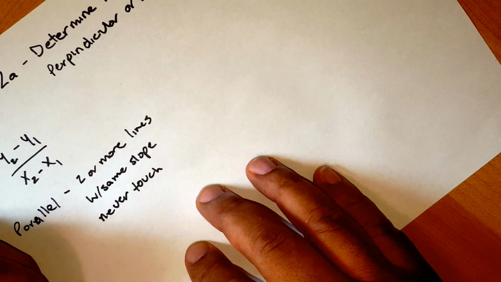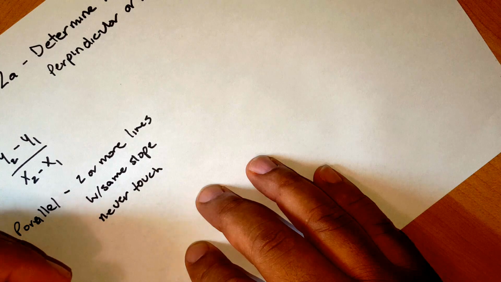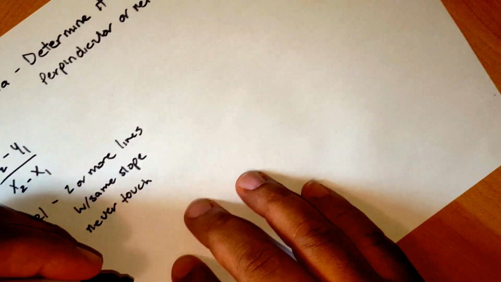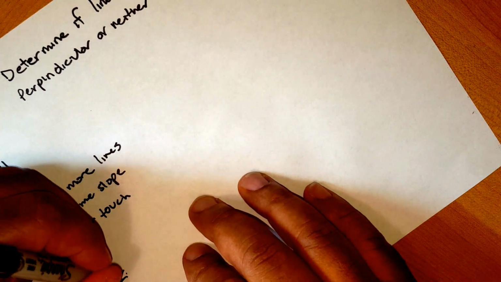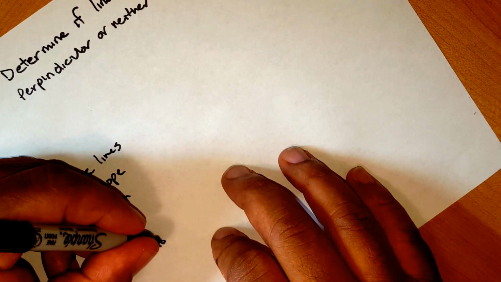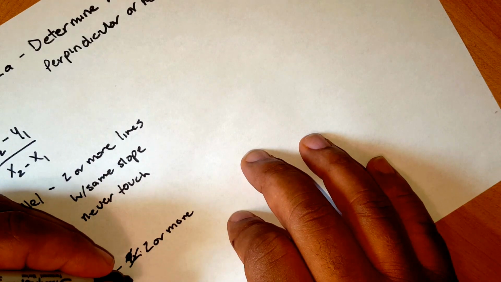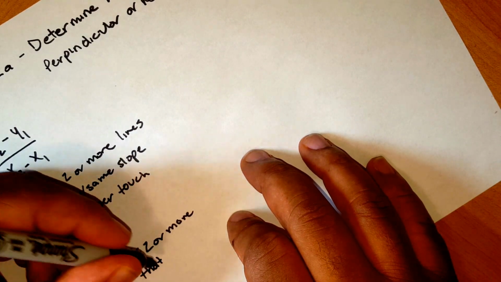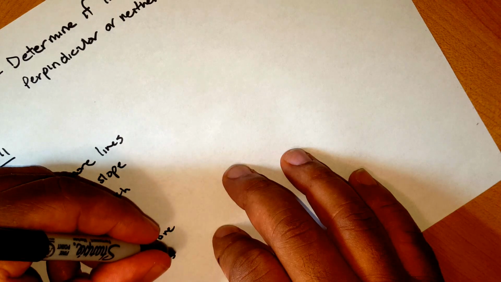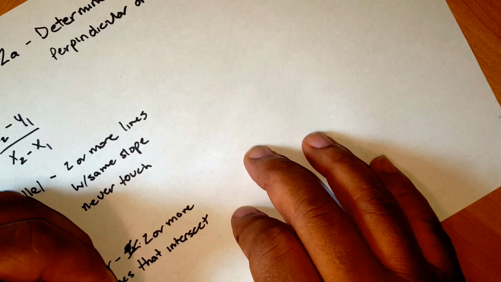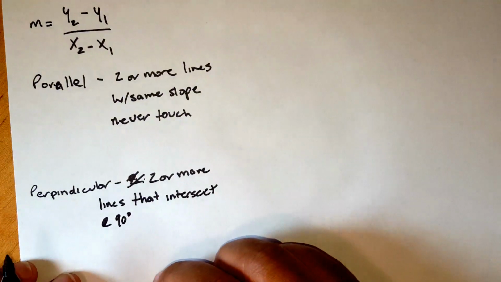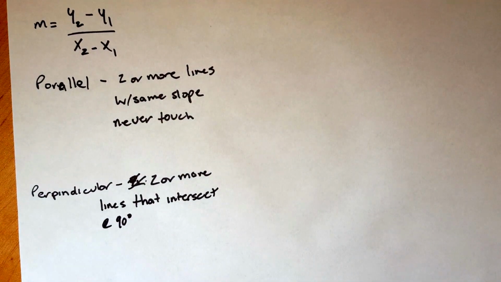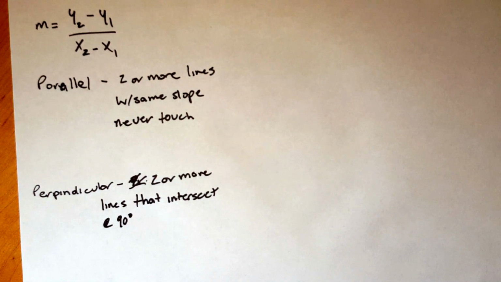So again, two or more lines with the same slope that never touch. And perpendicular, it just means two or more lines that intersect at 90-degree angles. So again, parallel, two or more lines with the same slope that never touch, and perpendicular, two or more lines that intersect at 90 degrees.